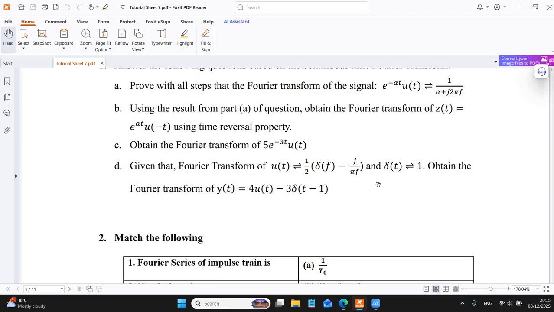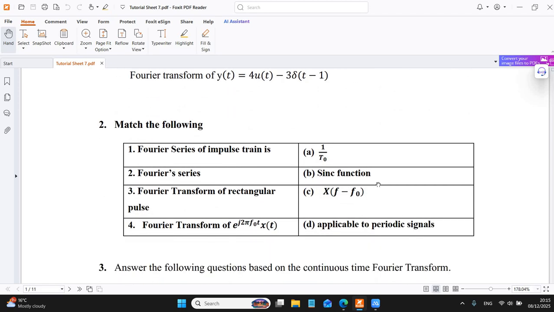Now we will see the match the following situations.